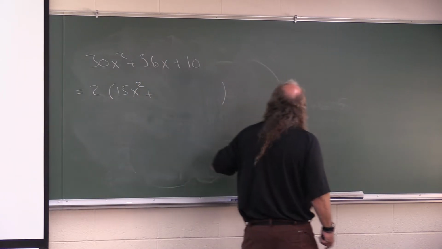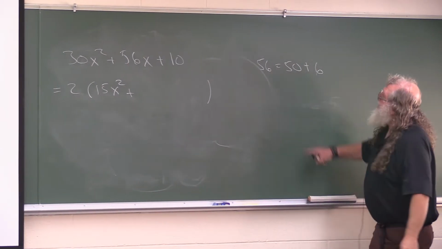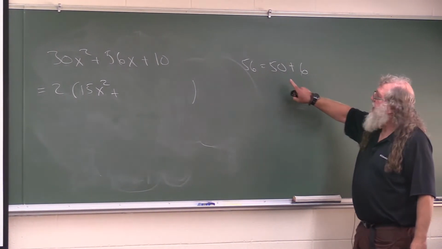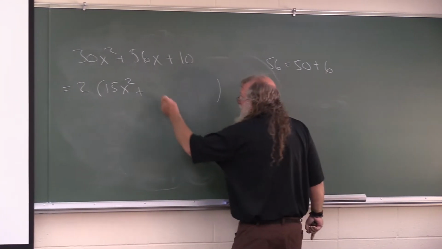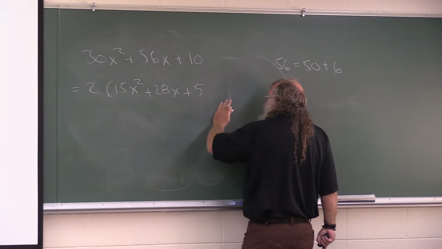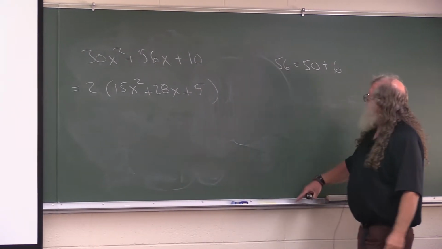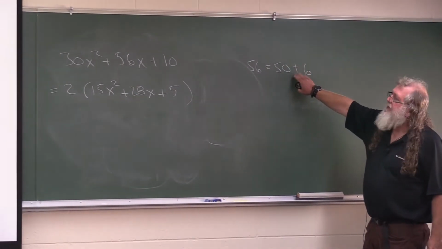2 goes into 56. Well, if you think of 56, it's 50 and 6. 2 goes into 50, what, 25 times. 2 goes into 6 3 times. 25 and 3 add up to what, 28, so I get 28x. And 2 goes into 5 or 10 5 times. Those that don't know, this is called breaking and bridging. It's a faster way than getting out your calculator.